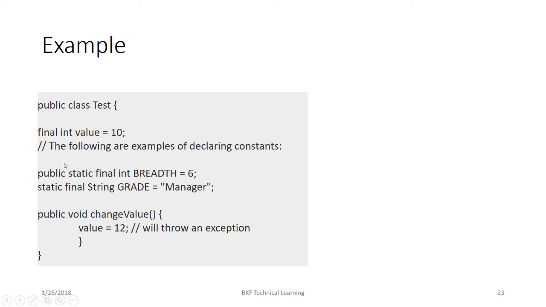Now this is an example. So it's a test class, a value integer final variable, another final variable, and another string final variable. So there's a method changeValue. If we try to assign a different value, say 12, it's going to throw a compile time exception because it's a final variable and you cannot change its value later. It's already given, it's final.